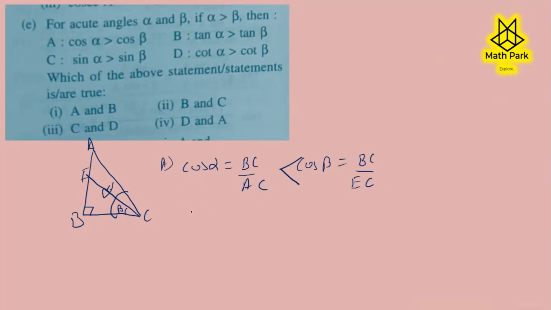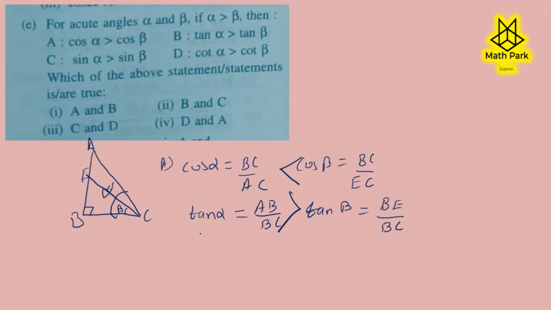For B now, you have tan of alpha. Tan alpha is opposite upon adjacent. So alpha opposite is AB upon adjacent is BC. And tan beta is equal to opposite to beta is BE upon BC. Now you can see here the denominator is the same, but the numerator is smaller. So in this case, you will have tan alpha will be greater than tan beta.